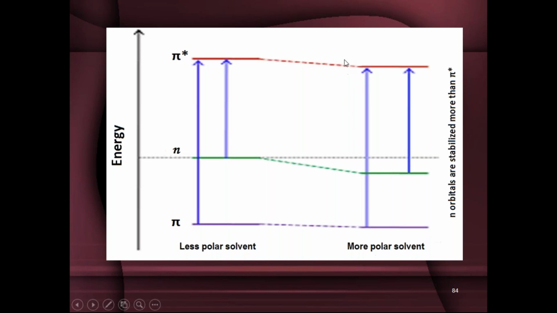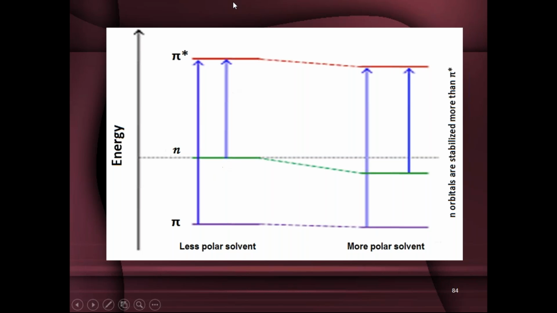If you see, this is the energy axis, so that means lesser energy is required for undergoing the pi-pi star transition in a highly polar solvent. And since lesser energy is required, longer wavelength would be absorbed. That's why we get a bathochromic or red shift whenever the polarity of the solvent is increased. This is true for the pi-pi star transition.